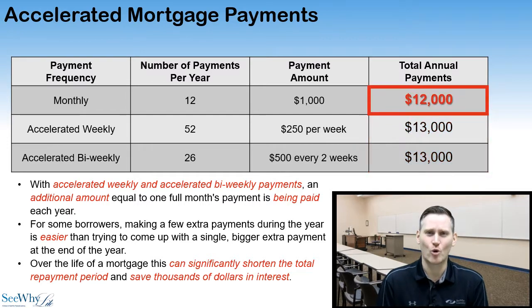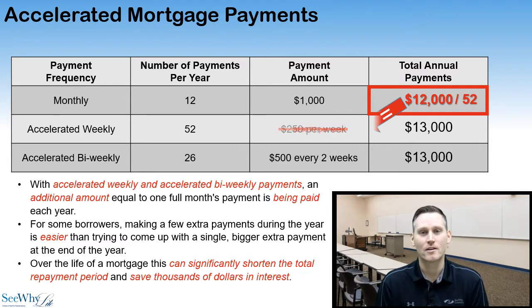Why don't they just take the total annual payments of $12,000 and divide it by 52 weeks to get a weekly payment of $230.77? Well, they can, but that's the calculation for regular weekly payments, not accelerated weekly payments.